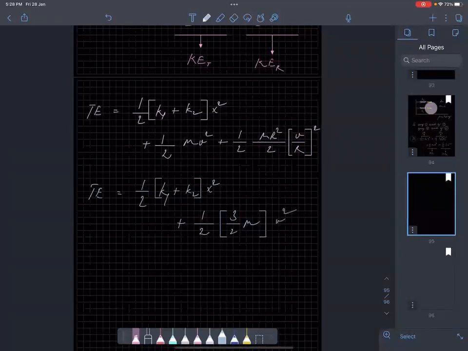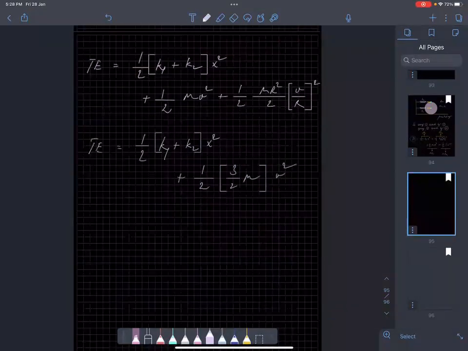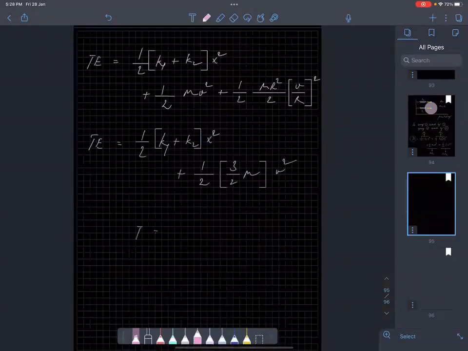Yes sir, understood. Now the answer is simple. Instead of k, you write k1 plus k2. Instead of m, you write 3/2 m. Right? So time period equals 2 pi under root. Sir, why did we take 3/2 m in place of m? Look there, this r square cancels; it was m/2 and here it was m, so m plus m/2 is 3m/2. Okay, understood.